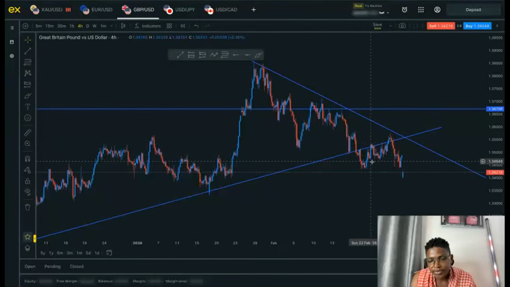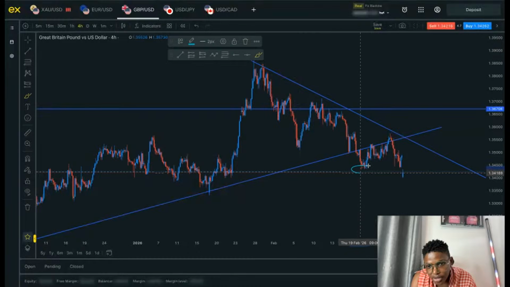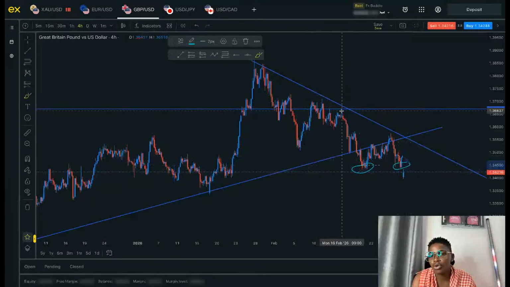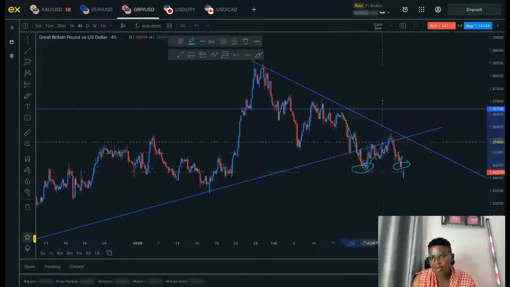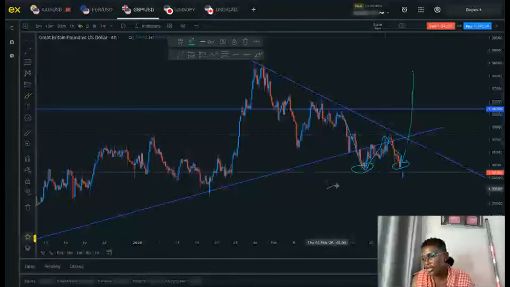Like here, I'm seeing something like a double bottom trying to form here. If the market had not given up, this should have been a good double bottom, because a strong sell, a buy, a sell, a sell, and now the market wants to rise back up, right?